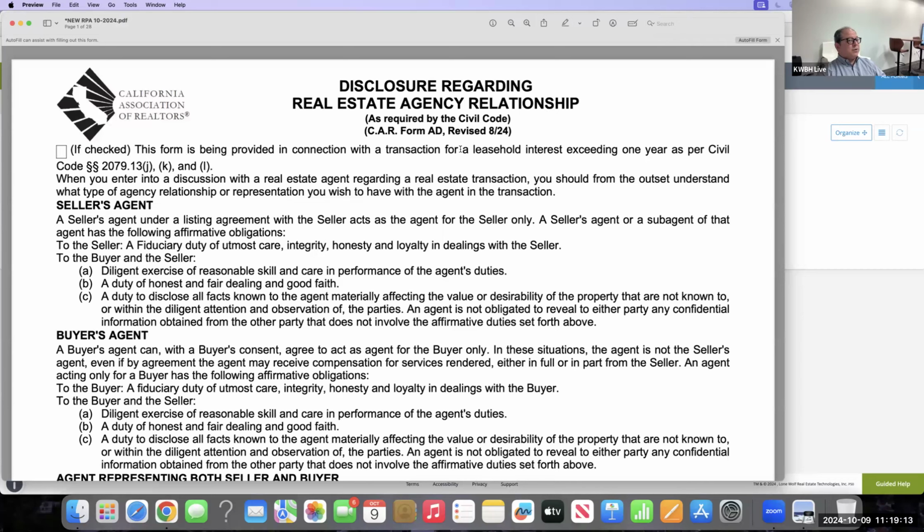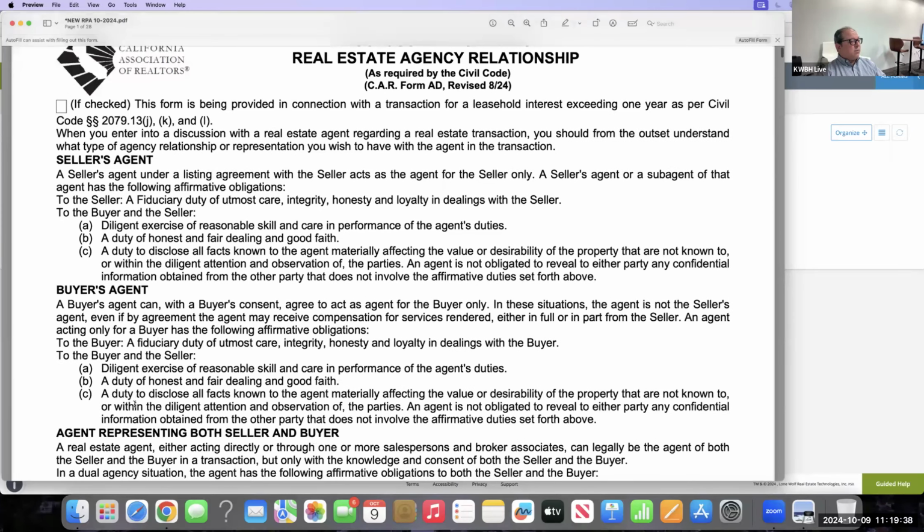This form is being provided in connection with the transaction for a lease hold interest exceeding 1 year. Now, as a company policy, we always include an agency agreement, always. But the law says for a lease, it only needs to be attached to a lease over a year. We always do it. It's a company policy. So what does this form say? It says that there are agents that represent sellers, there are agents that represent buyers, and an agent can represent both a buyer and a seller.